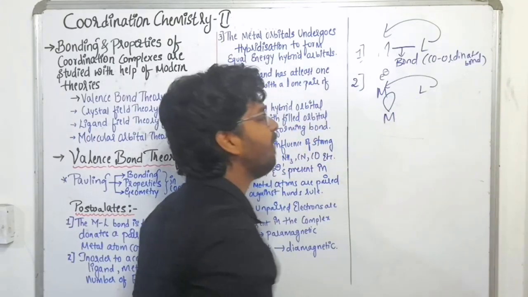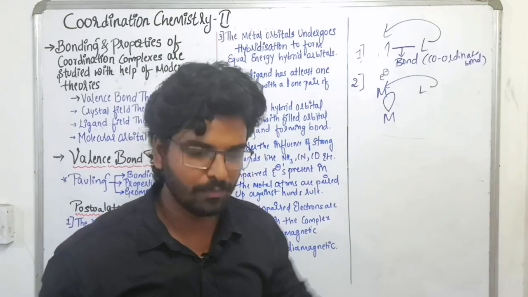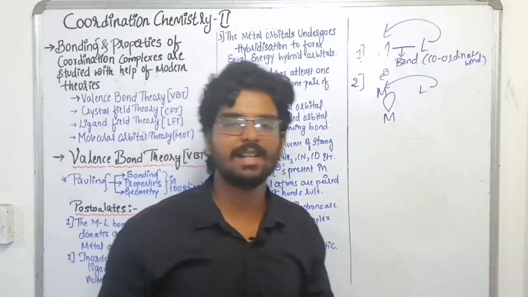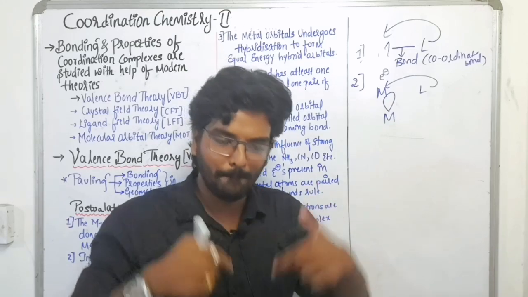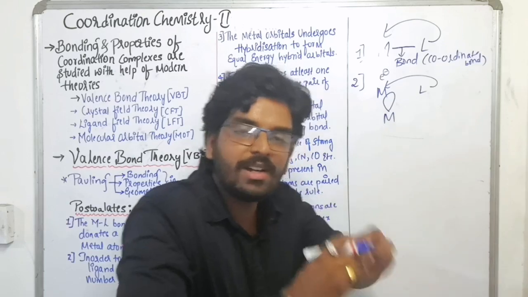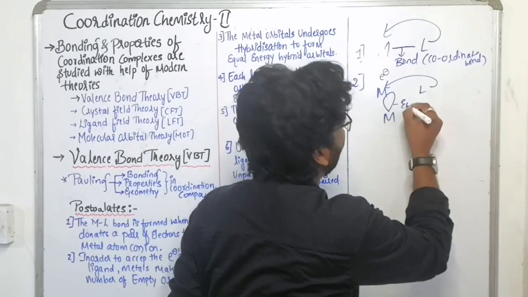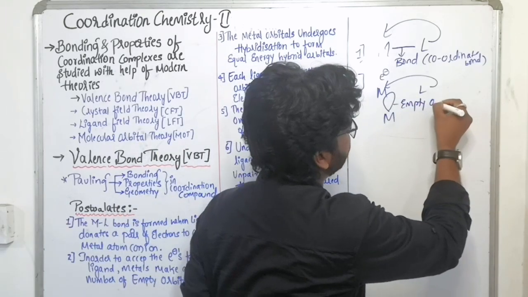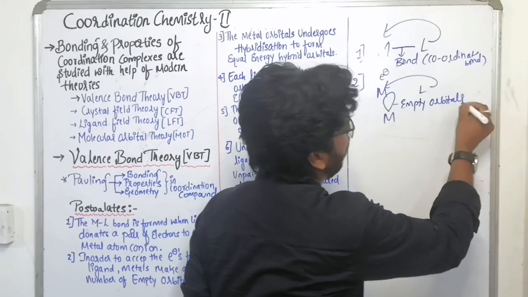Our metal is forming what? Empty orbitals. So where will the electrons reside? Electrons will reside in orbitals. So the metal should prepare, it should generate what? It should generate some empty orbitals. So very simple, it should generate some empty orbitals.